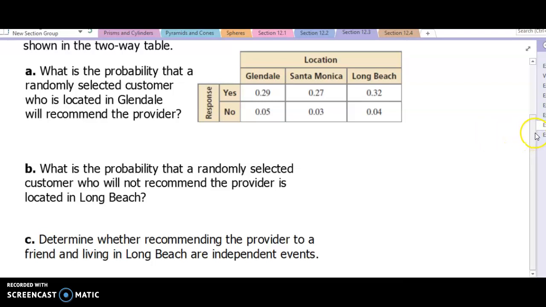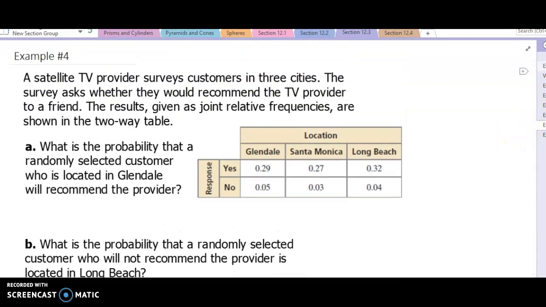All right, guys. So this is the second half of the 12-3 video. So if you haven't watched the first half, please look over that and take notes over that before you move on to this one. So we just have two more examples and then we'll be done with this.